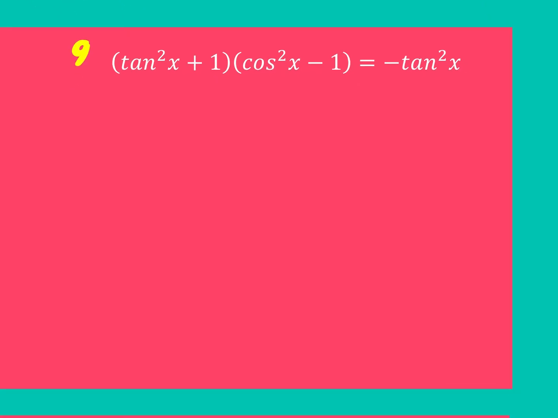All right, number 9 says tan squared x plus 1 times cosine squared x minus 1 equals negative tan squared x. What do I do? Tan squared x plus 1 is secant squared x. That's one of your Pythagorean identities. Then what? Cosine squared x minus 1 equals. So why is it like that?